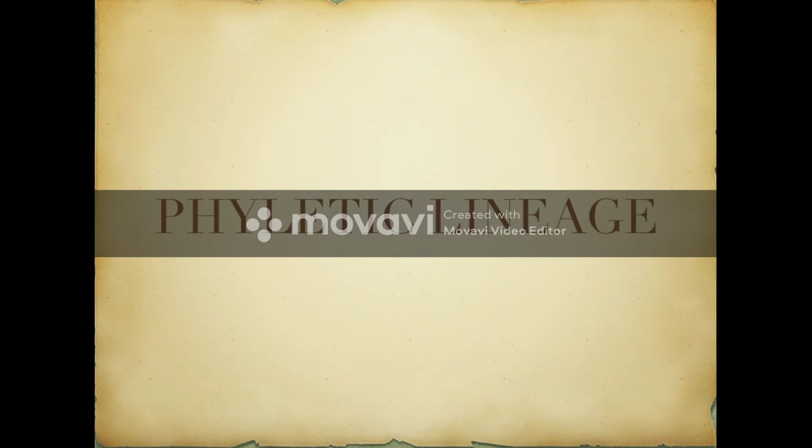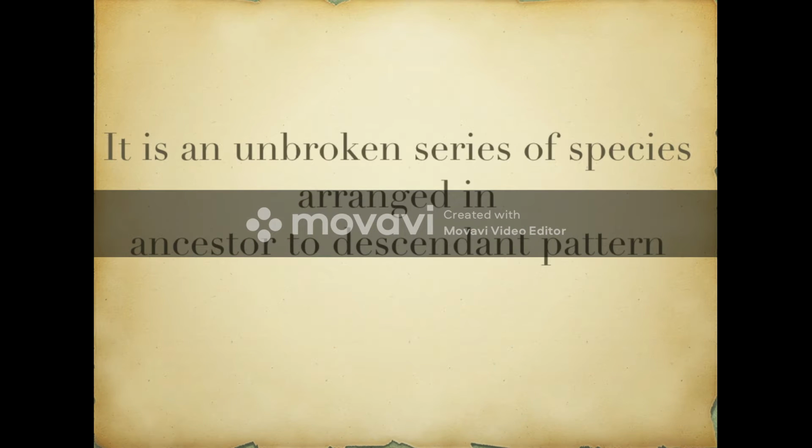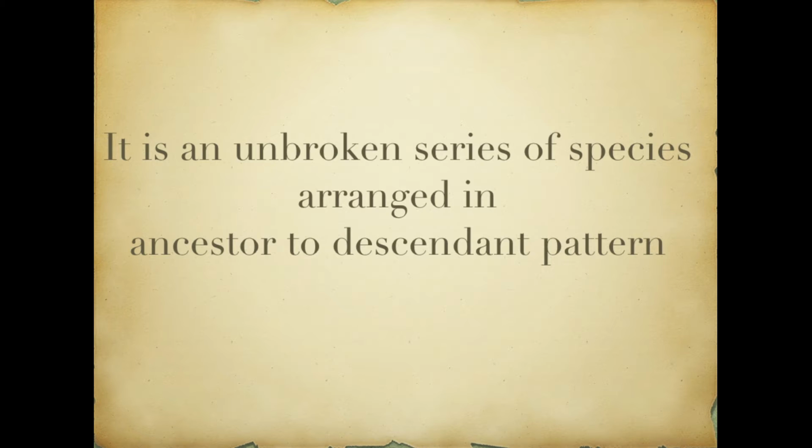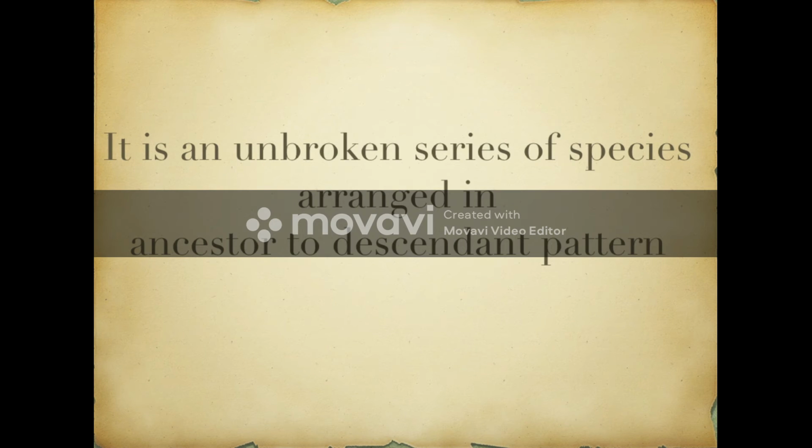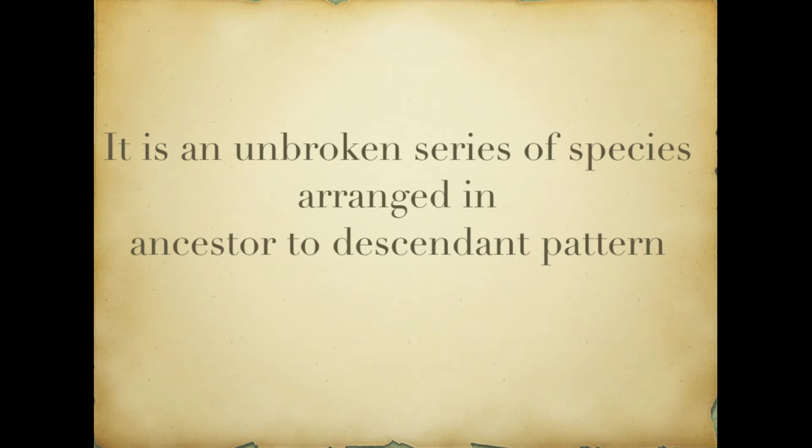Today we are going to talk about the phyletic lineage. Now, what is phyletic lineage? It is an unbroken series of species which are arranged in ancestor to the descendant pattern. Now, we know there are about 5 to 30 million species on the earth, from which we only know about 2.5 million species because the other species were either soft-bodied organisms which could not be preserved in the form of fossils. And what is lineage? It is a form of an order.